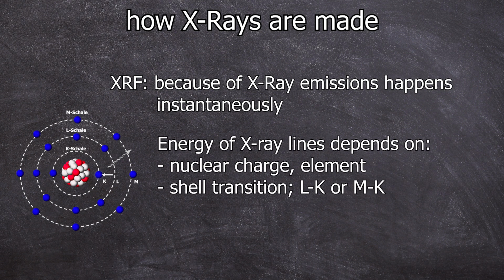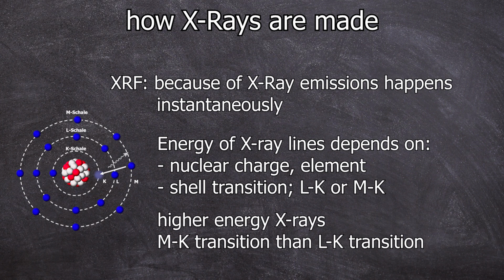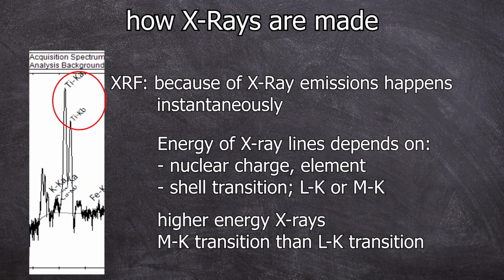The energy depends on the electron's attraction to the nucleus, i.e. the nuclear charge. In other words, the element. Elements are defined by their nuclear charge. It also depends on which shell fills these gaps. When the electron falls from the M to the K shell, the energy difference is greater, and so is the energy of the K beta line higher. This is why this line is further to the right in the spectrum.